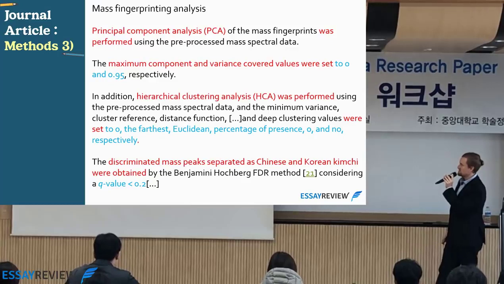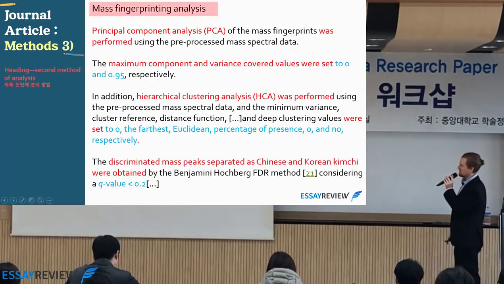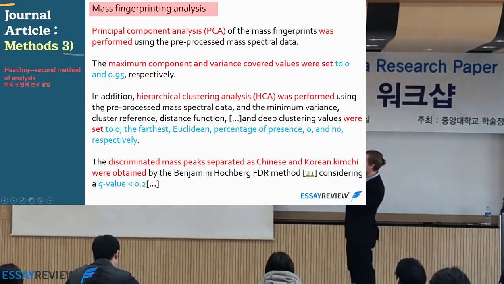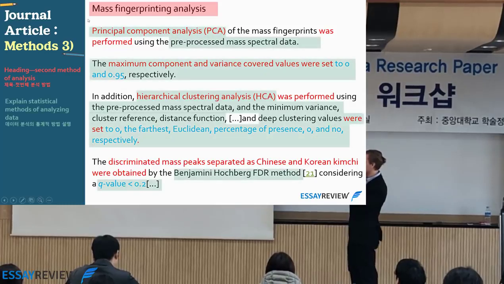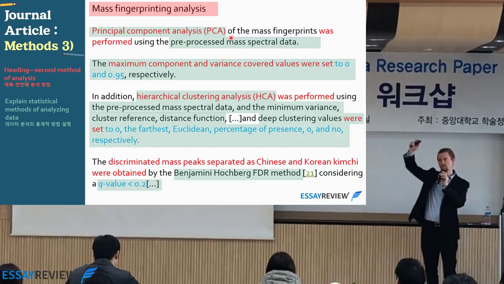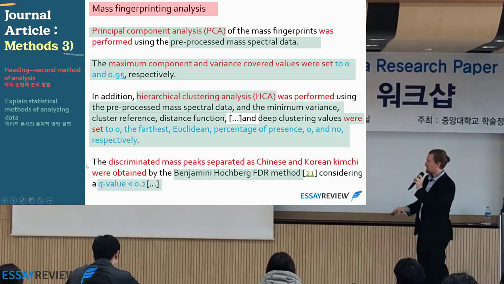All right, so the third part of the methods, they have mass fingerprinting analysis. So this is the second method of analysis that they discuss. And here they break it down into PCA, principal component analysis, and HCA. You'll see this later when we look at the results. In the results section, they will have the same order, PCA, then HCA.